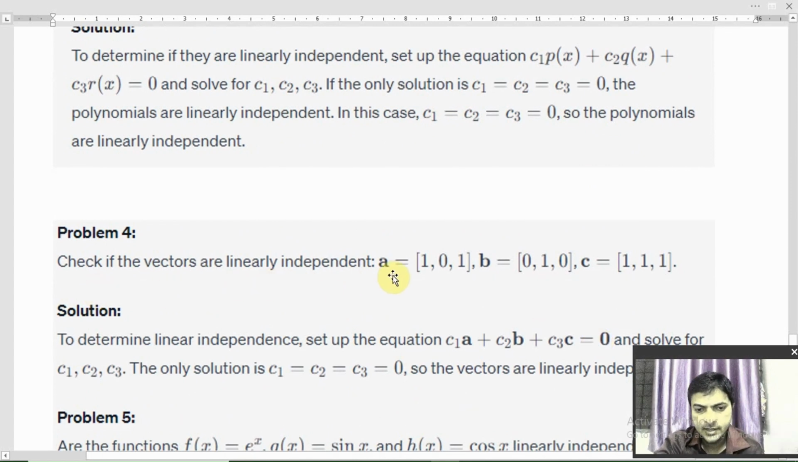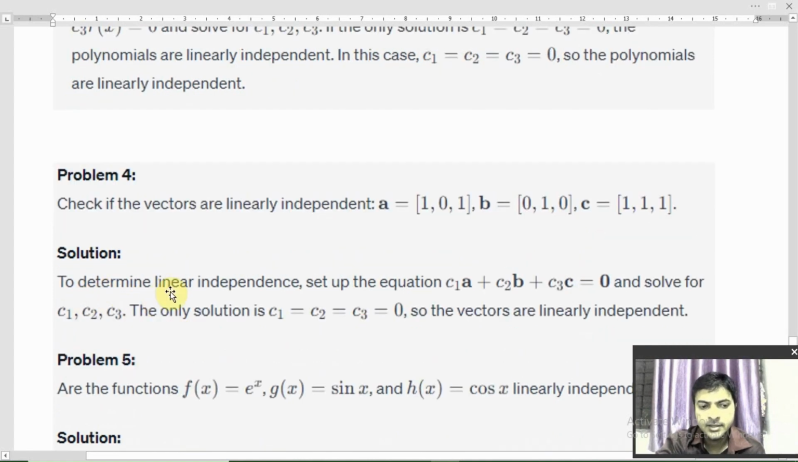Check if the vectors are linearly independent. Suppose we take a equal to (1, 0, 1), b equal to (0, 1, 0), and c equal to (1, 1, 1). We just see the set of equations, that is the linear combination: c1 a plus c2 b plus c3 c is equal to 0. We can solve this, friends. c1 equal to c2 equal to c3 is equal to 0. So the vectors are linearly independent.